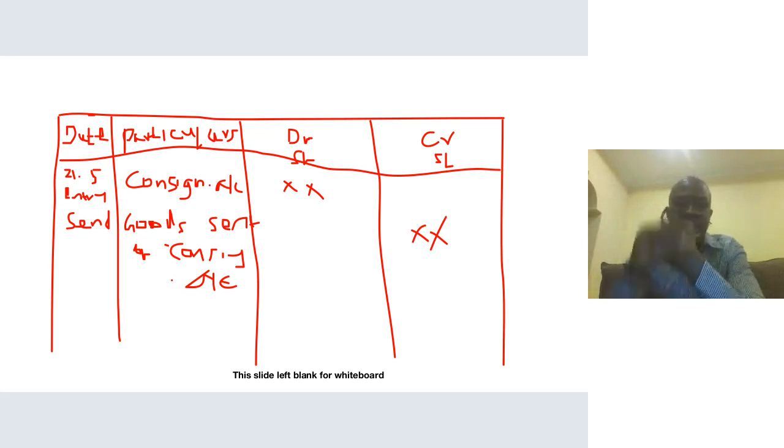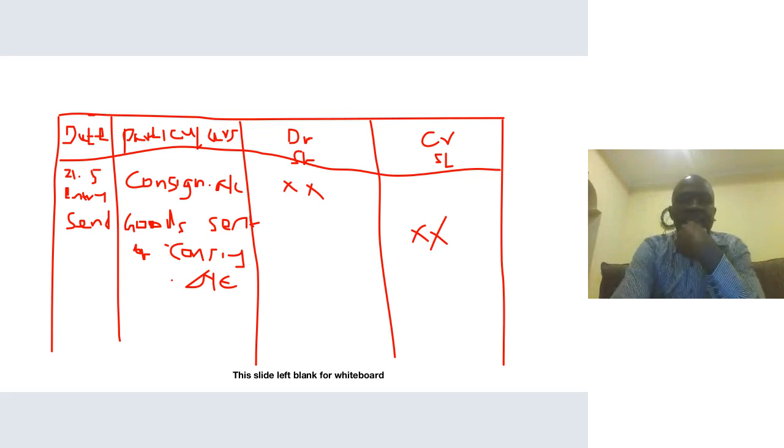The fifth entry is for sales. Now, if there is any sales by the consignee, then the accounting entry to make is one, we debit consignee account, and at the same time, we credit consignment account. The amount will be the amount from the sales. And the reason for doing that is to recognize the sale of goods, being sale of goods.